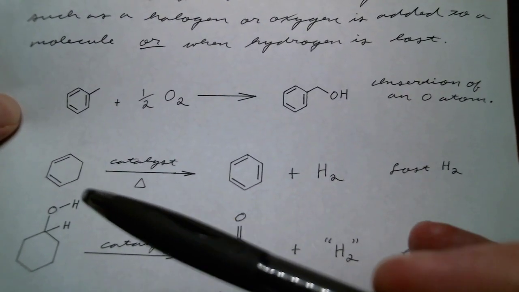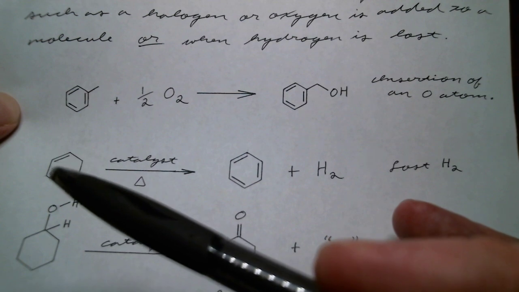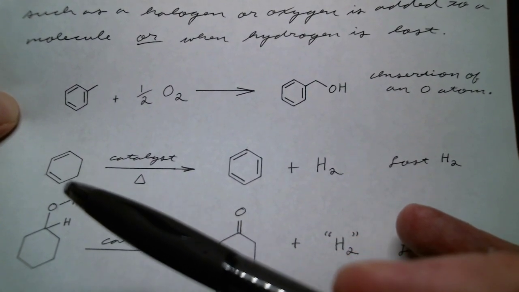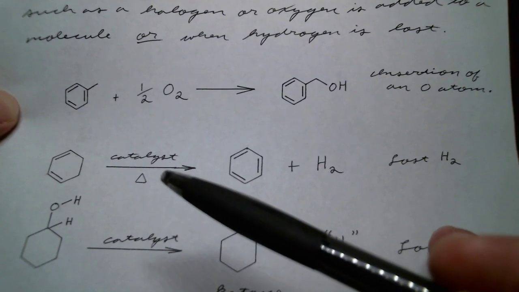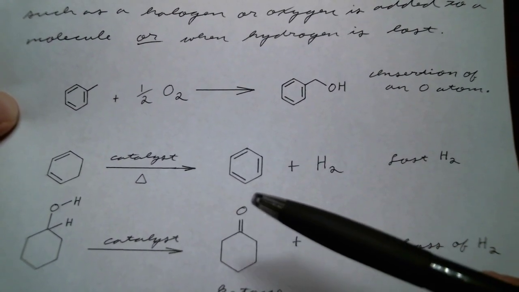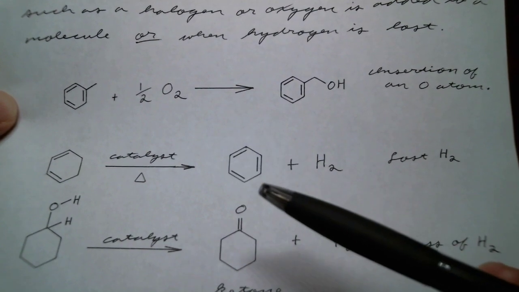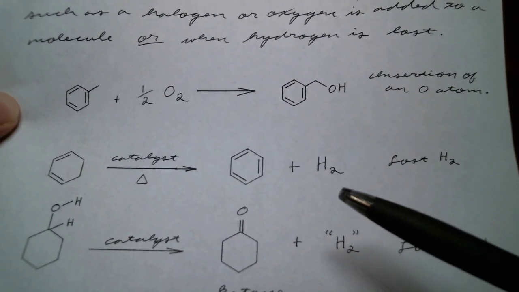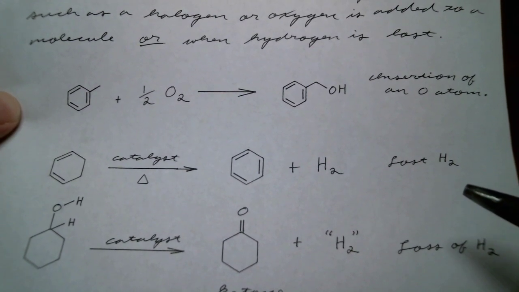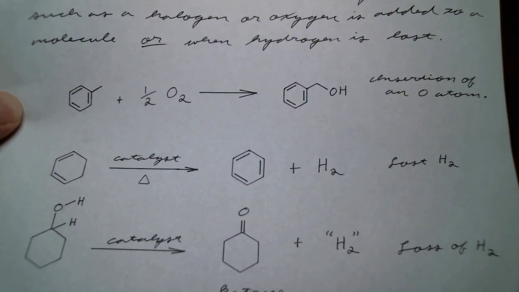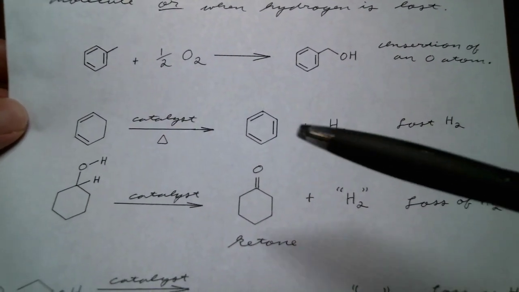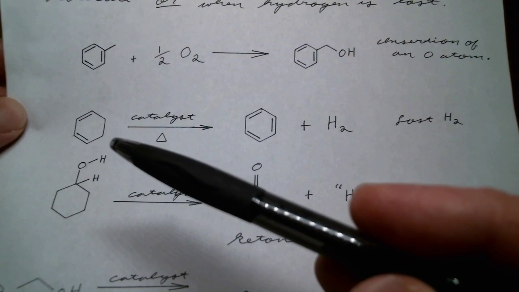Another way of looking at oxidation is here we have cyclohexadiene, in fact 1,3-cyclohexadiene. We could throw this in with a palladium catalyst and heat it a bit and we would get benzene and hydrogen gas coming off. So we lost hydrogen, two atoms of hydrogen, and so we call that an oxidation of our cyclohexadiene.